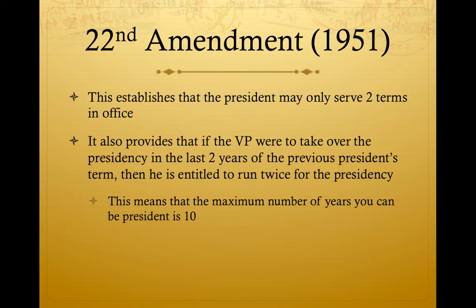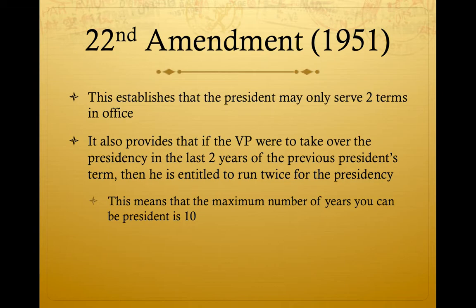All right, moving right along to the 22nd Amendment, passed in 1951. This established that the president could only serve 2 terms in office. Now, as you know, Franklin Delano Roosevelt was our longest-serving president. He was elected 4 times. He died in his 4th term. That was considered later on to be a bit too long. So now we limit our presidents to 2 terms in office.